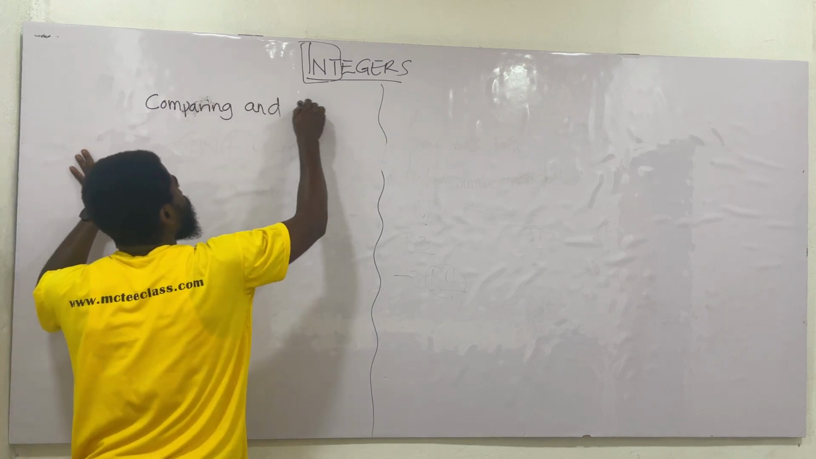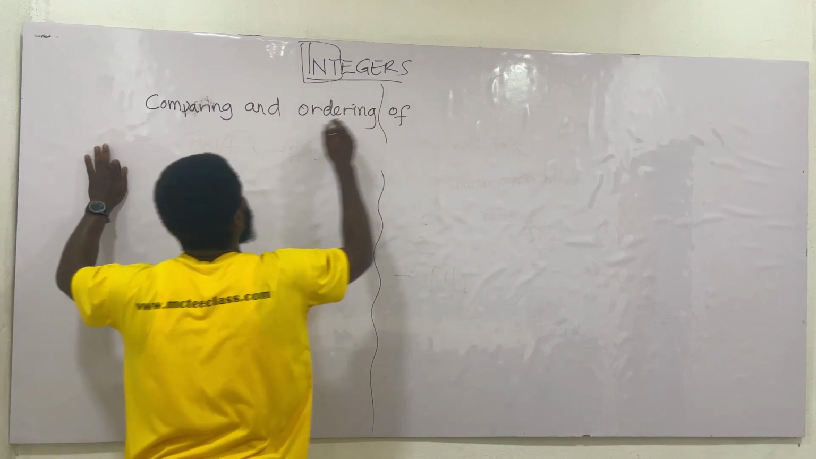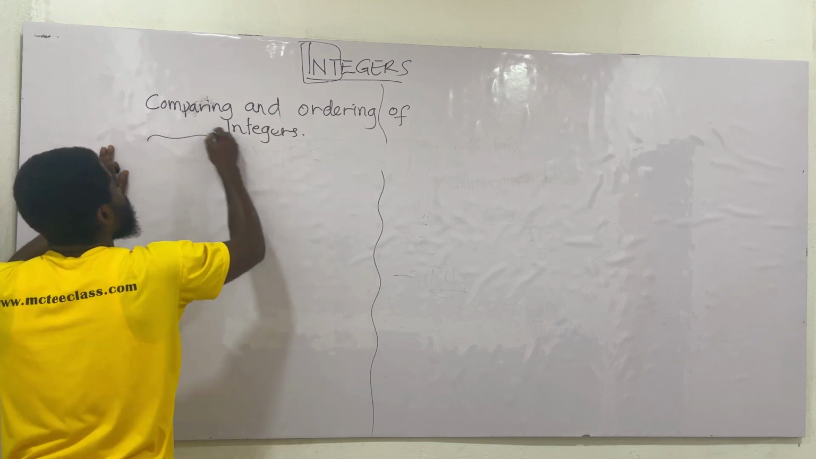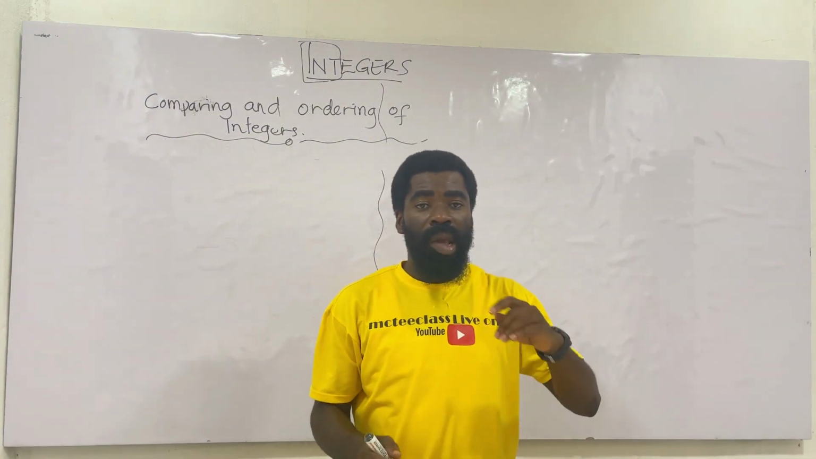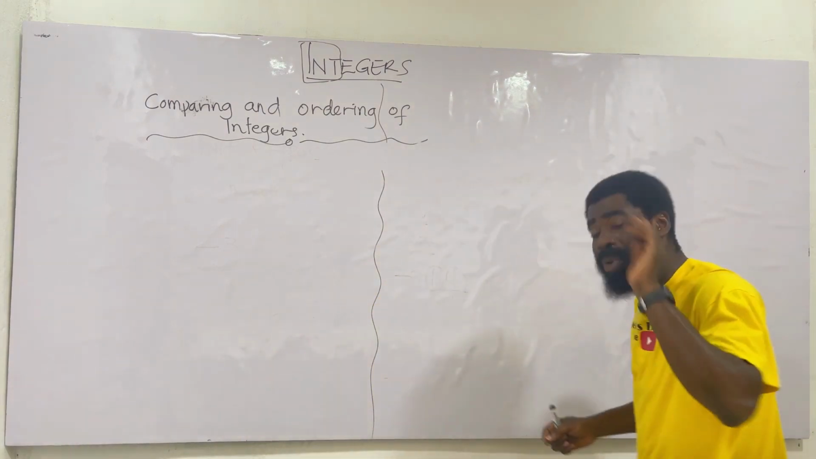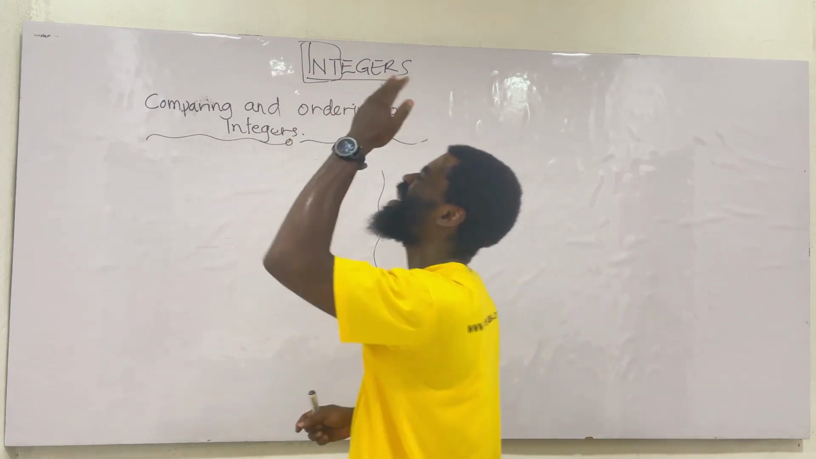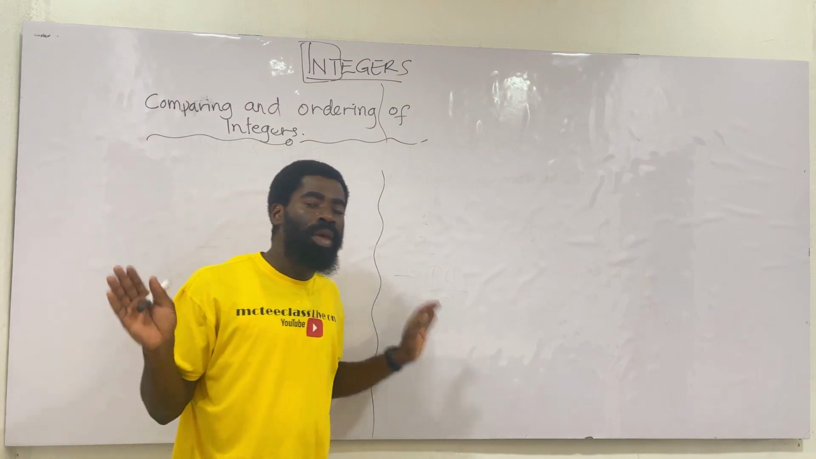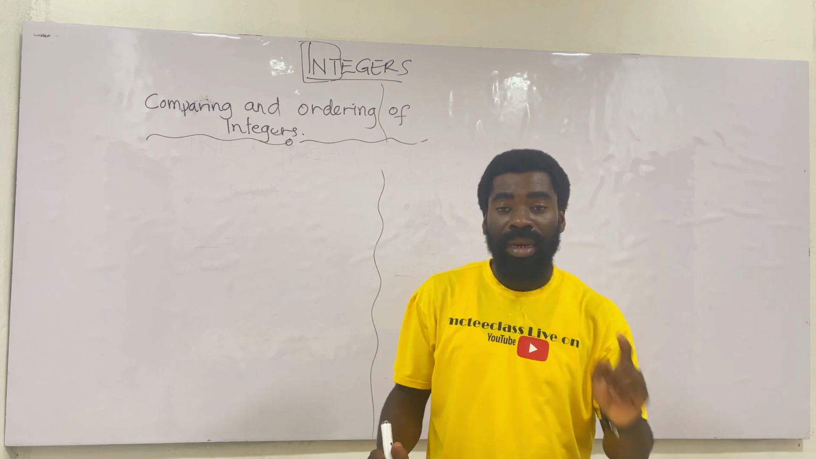So comparing and ordering of integers. Now, in comparing and ordering integers, one of the basic things you have to know is that positive numbers, with the positive sign in front of them, are always greater than negative numbers. Positive numbers are always greater than negative numbers.